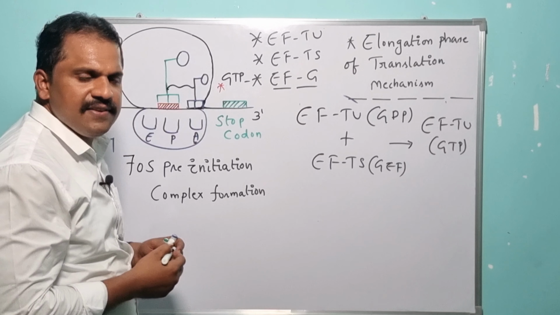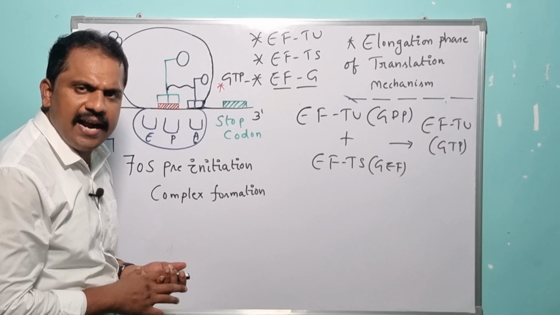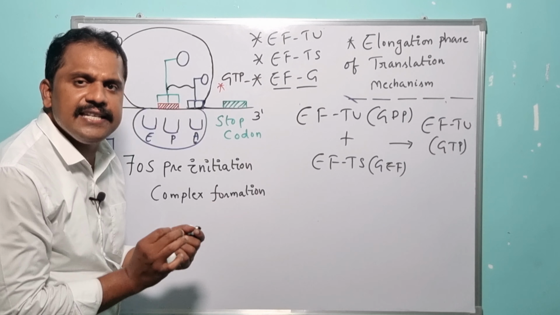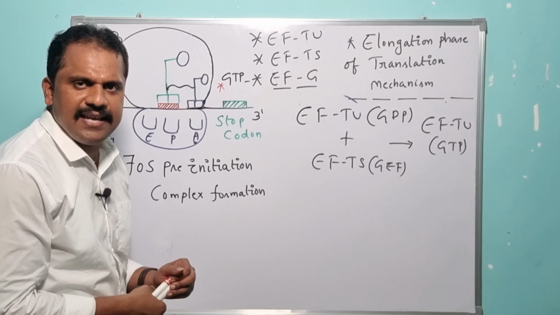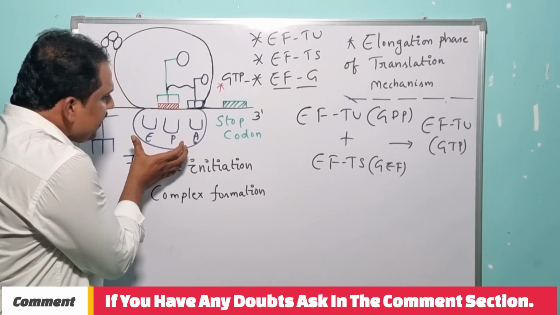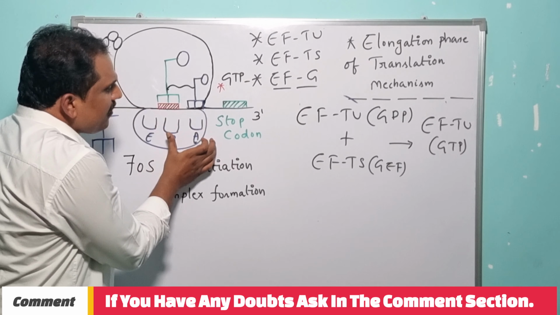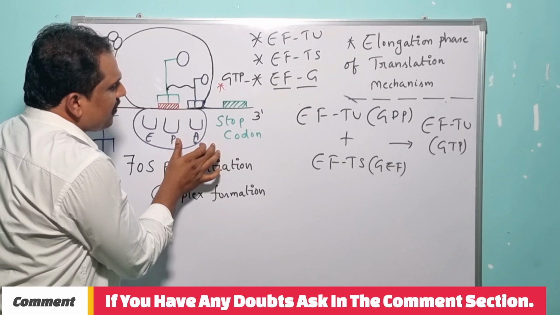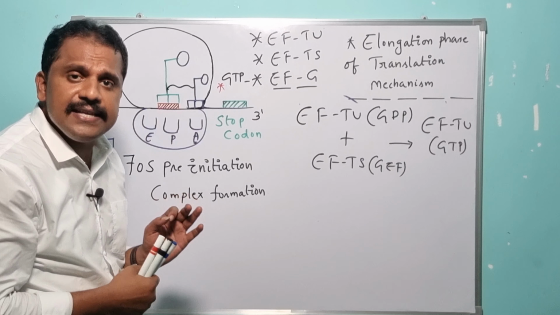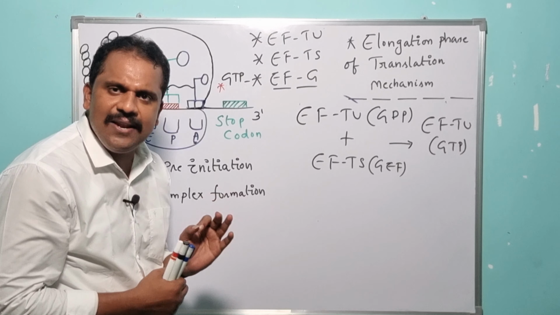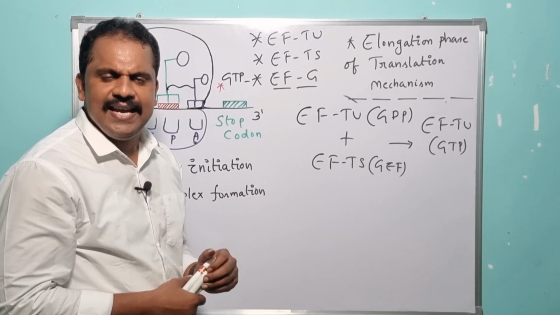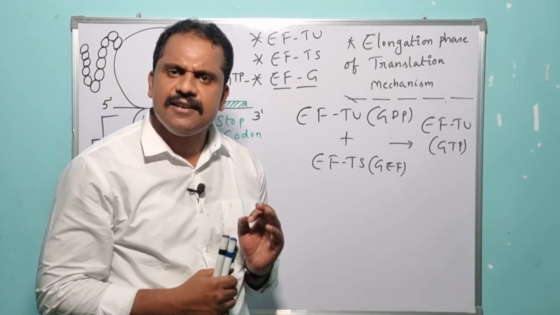So this series of events will continue until the small subunit of the ribosome is about to recognize or reach the stop codon, or the termination codon. Under such condition, the polypeptide chain synthesis, which took place so accurately during the elongation phase, gets successfully inhibited. So this is regarding the elongation phase of the translation in case of prokaryotes.